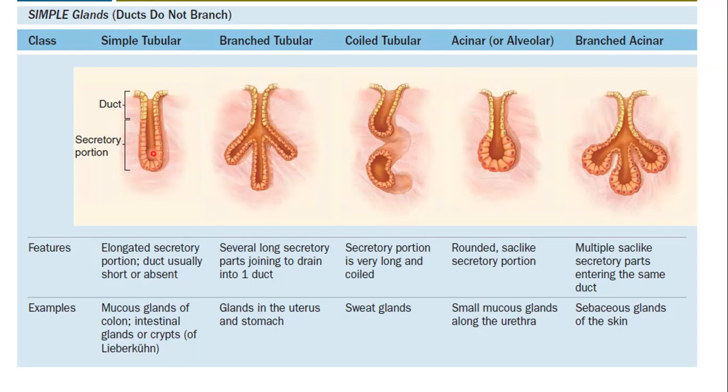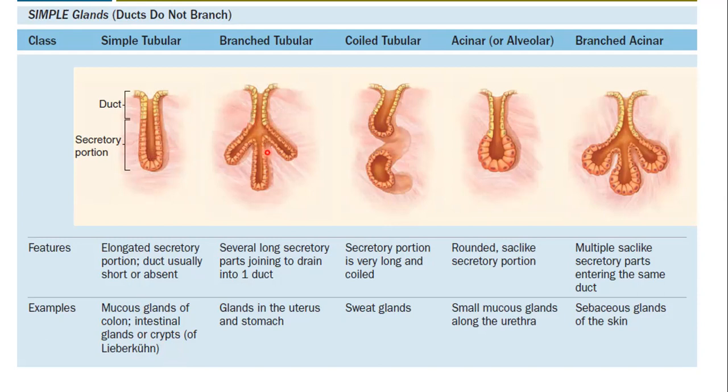So this is a tubular gland, and the secretory unit is straight, so we call it a straight tubular gland. Where can we find a simple straight tubular gland? These are found all over in the large intestine and small intestine. In the small intestine, we call them crypts of Lieberkühn. Simple straight tubular glands.